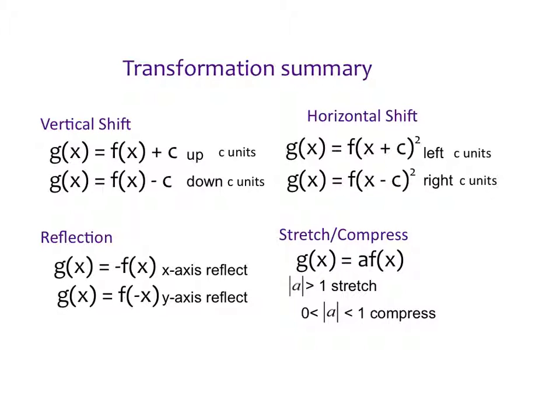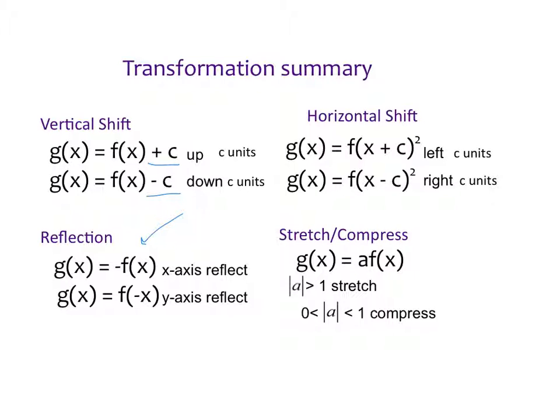So a transformation summary on quadratics is, if you recall, we have a vertical shift when I have f of x plus c, and that means I am going to translate the quadratic c units up. If I have f of x minus c, I translate that quadratic c units down. A reflection: I have an x-axis reflection if I have a negative in front of the number that's in front of x squared, and I have a y-axis reflection if I have f of negative x.